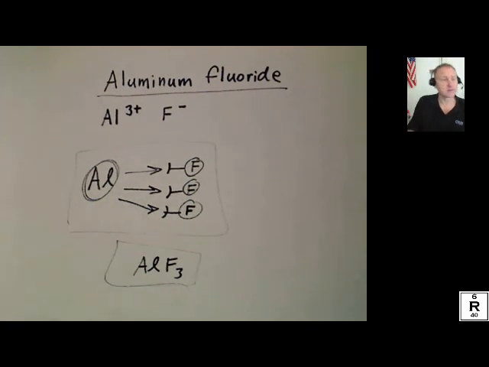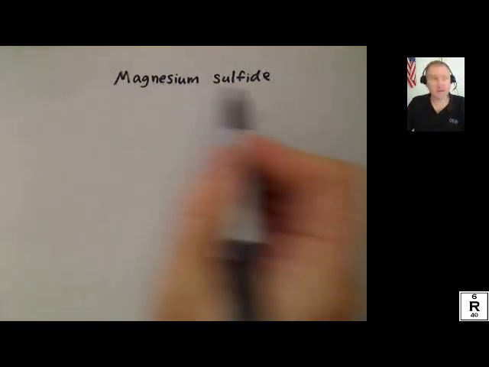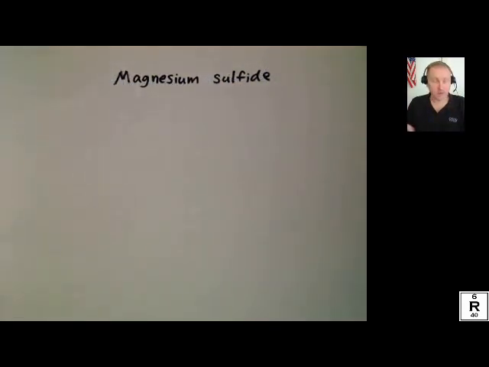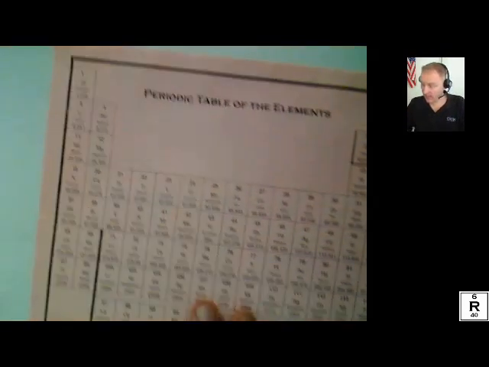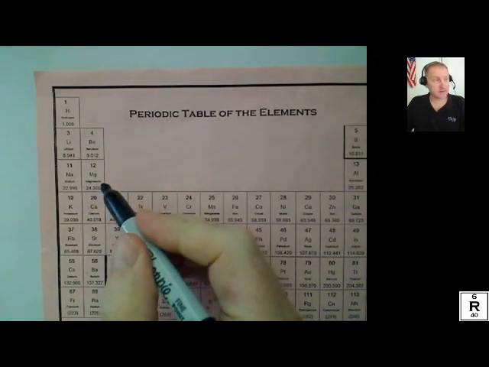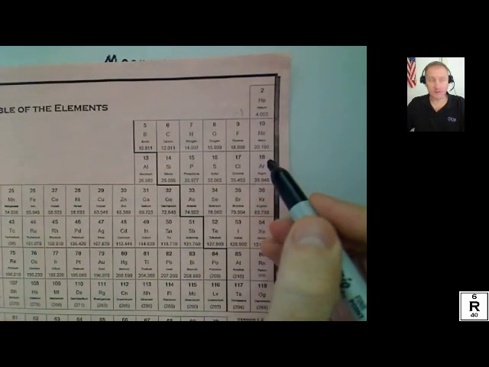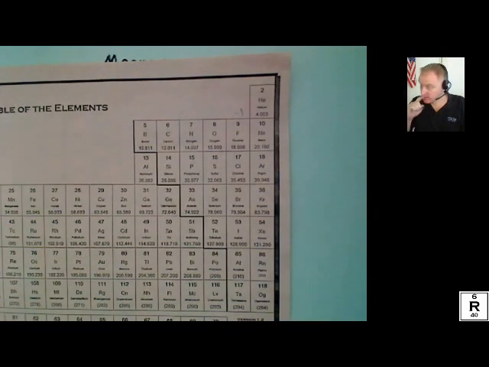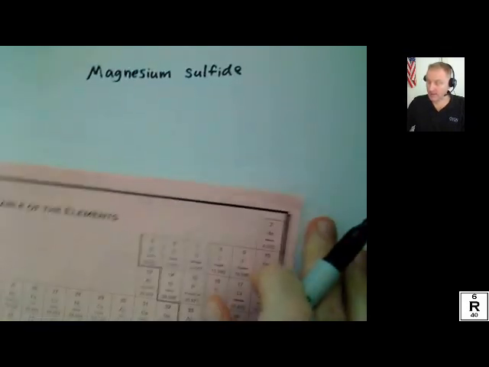Let's do some more practice. Let's give this one a shot. Magnesium sulfide. Look on your periodic table and you find magnesium is right here, number 12, and 12 gets to 10 easier than it does to number 18. So therefore, it's going to be a positive 2.